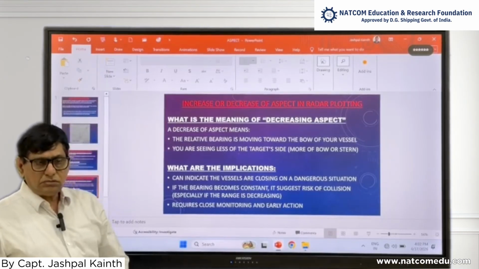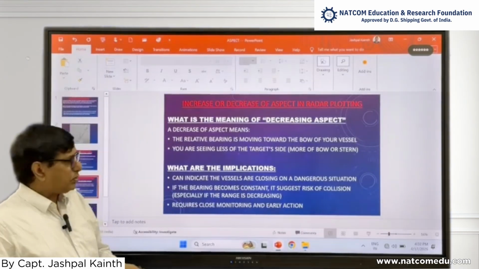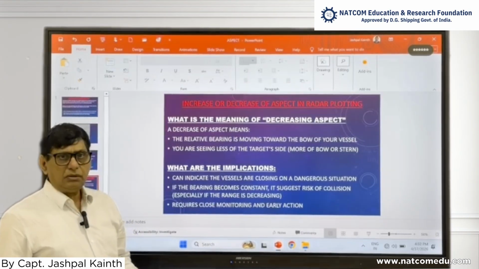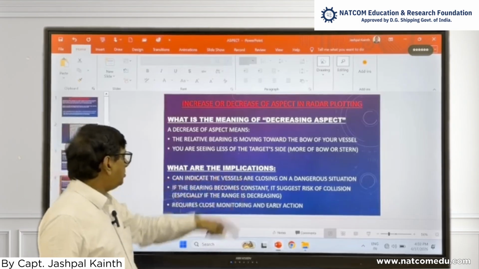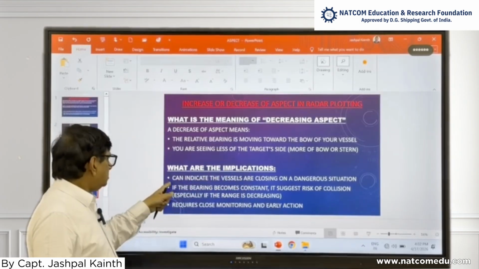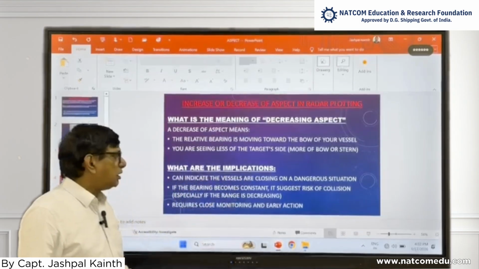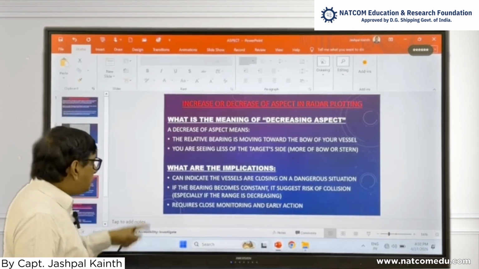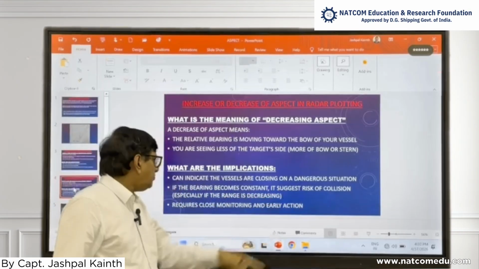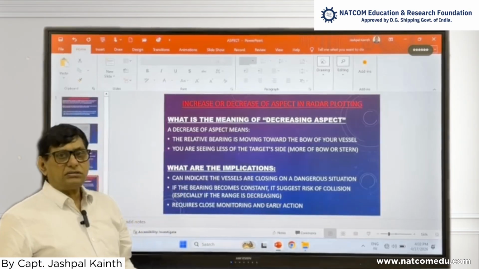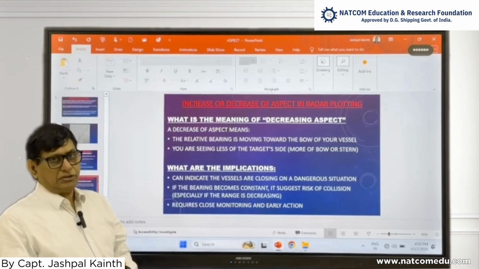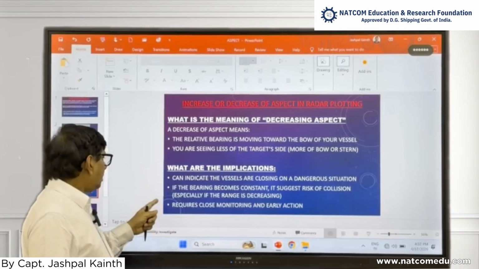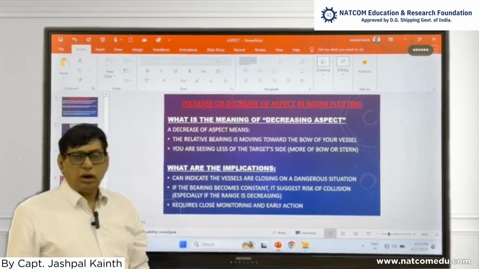Now, these things have some implications, and on the basis of the implications, we see how we take the actions. So, what are the implications? This can indicate the vessels are closing on a dangerous situation if the aspect is decreasing. If the bearing becomes constant, it suggests a risk of collision, especially if the target range is decreasing. For that, you require close monitoring and also early action.